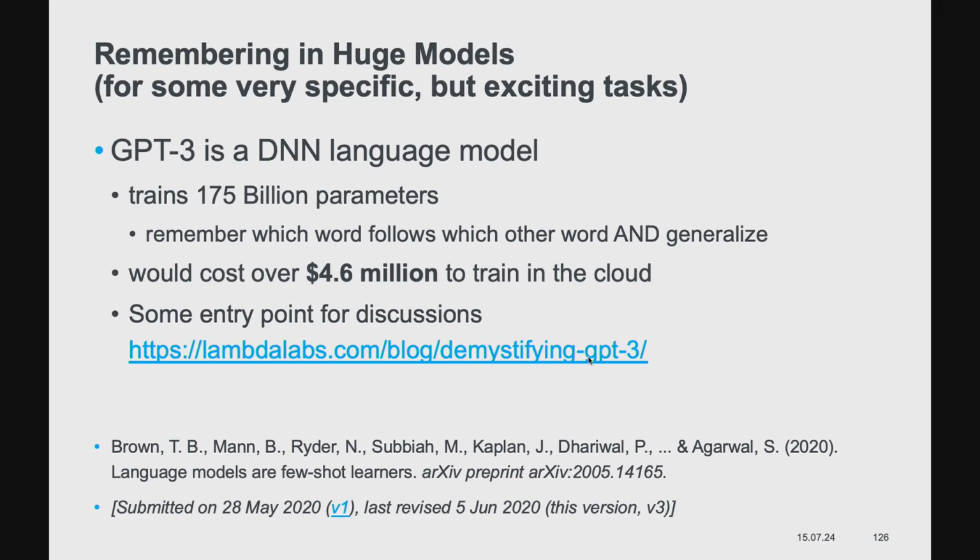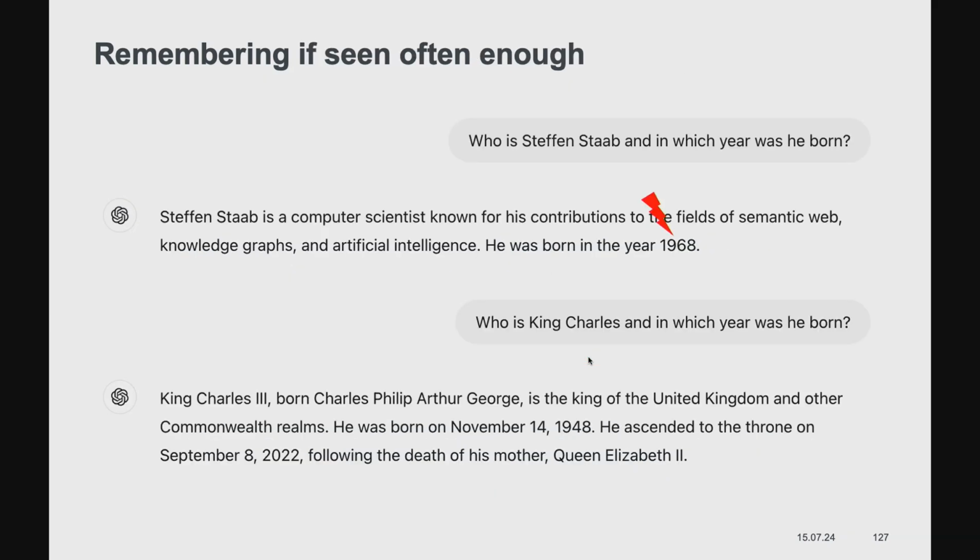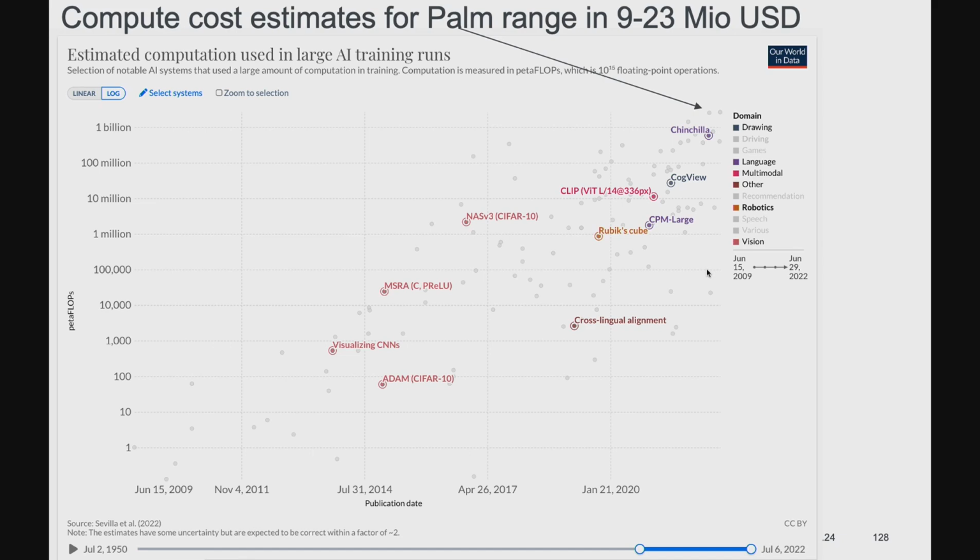Then the other thing, of course, is remembering in huge models. Of course, you all know about ChatGPT. One thing about remembering, if seen often enough, I always give this example: you ask something like, who is King Charles, and in which year was King Charles born? And it gives you the perfect fact. If you do the same for Stefan Staab, okay, it has seen my name. It always makes me older. For whatever reason, it's definitely wrong.